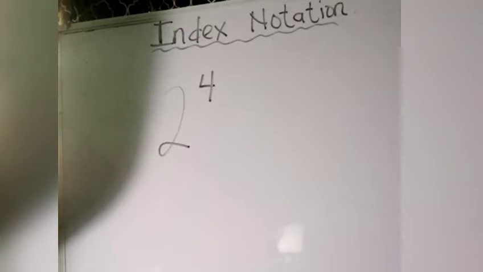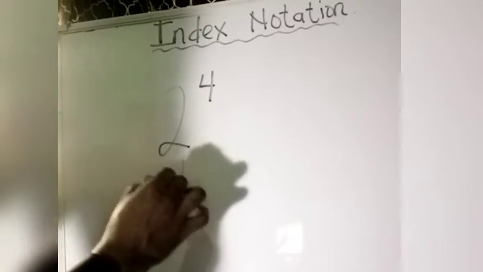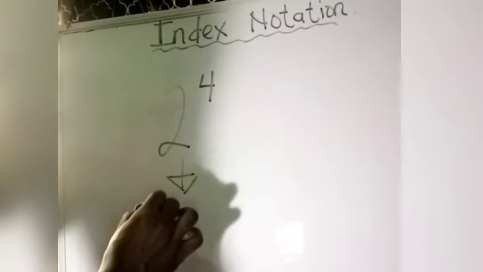When we say index notation, it is the simplest way to write indexes. When we have a number like 2 power 4, we say this number is in the index notation or index form. The number at the bottom, that is the 2, is called the base.